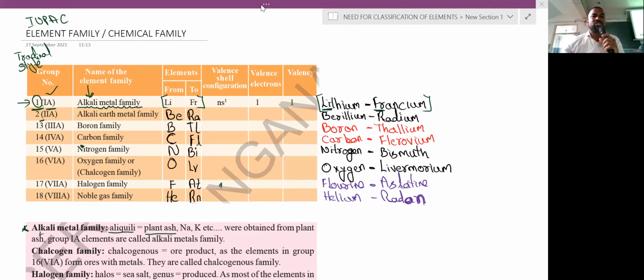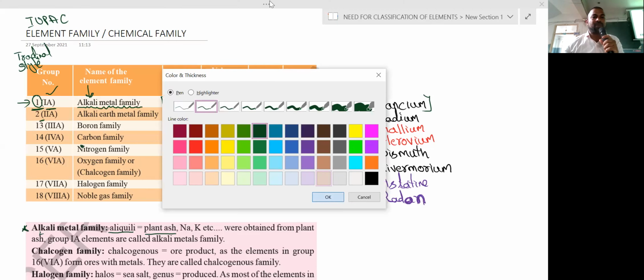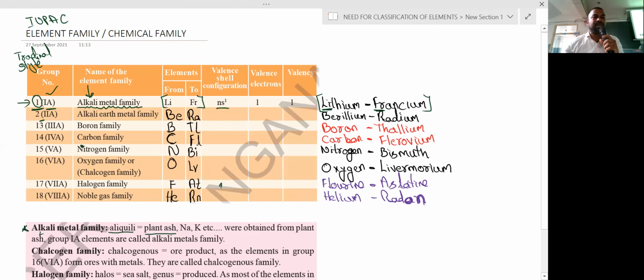We are going with the general electronic configuration of the elements. What is the general electronic configuration of the first group elements? It is nothing but ns1. If you go with the electronic configuration, the first group element we call ns1. Second group we directly call ns2. Third group we call ns2 np1. Why np1? Because the s orbital is completely filled.